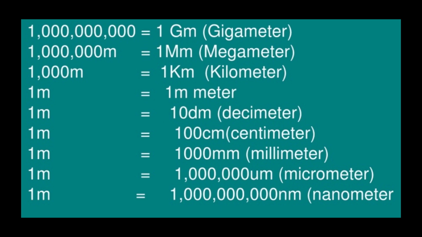Then we go to megameters, so it's 1 million meters. So 1,000 kilometers is a megameter, and a gigameter is 1 billion meters. That's something harder to understand. And then let's look at the finer stuff. So that's what we work with. So 1 meter, not hard to understand.